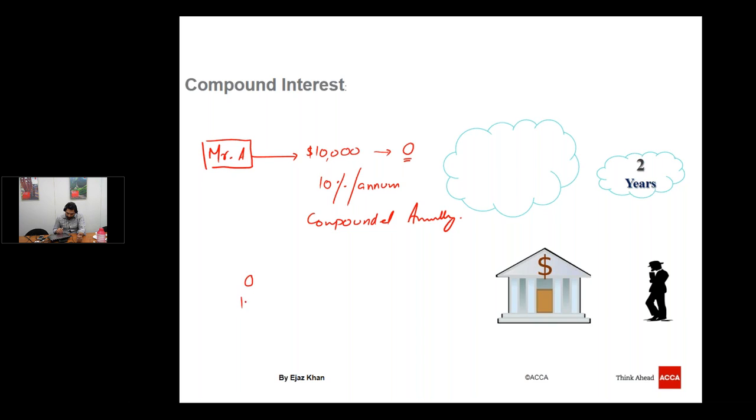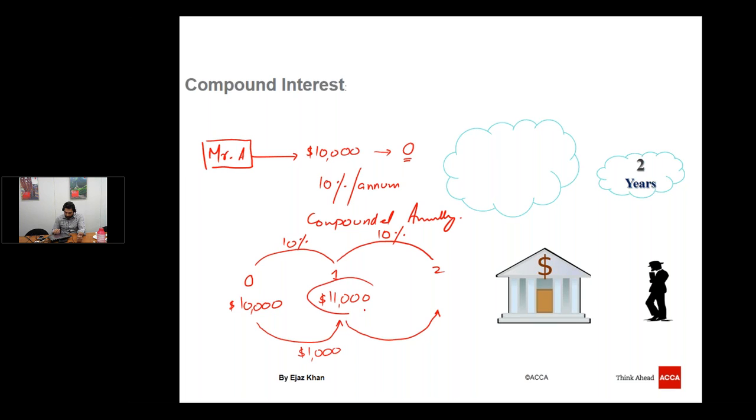If at point 0 he invests $10,000, after 1 year he will get 10% of his investment as interest, which will be equal to $1,000, and he will have a total value of his investment of $11,000. After 2 years, in the second year, he will again get 10%, but this time 10% of 11,000 as the amount of interest. So 10% of 11,000 is 1,100, and his total amount will now be $12,100.